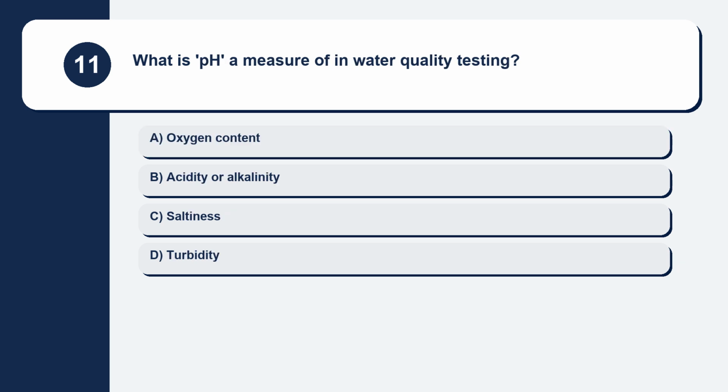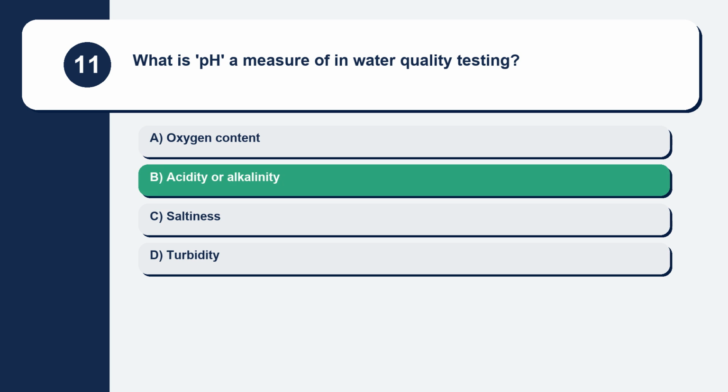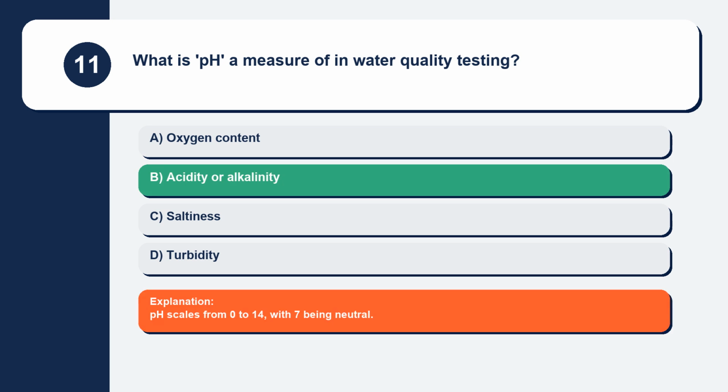Question 11. What is pH a measure of in water quality testing? Oxygen content. Acidity or alkalinity. Saltiness. Turbidity. pH scales from 0 to 14, with 7 being neutral.